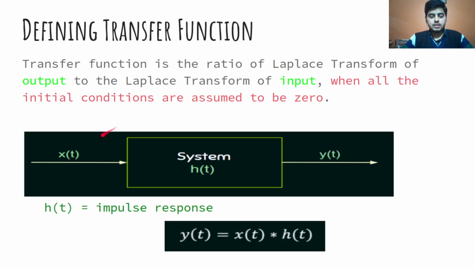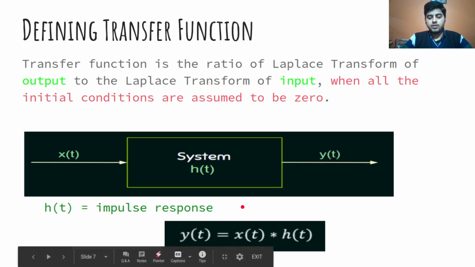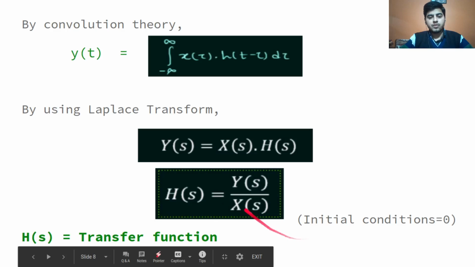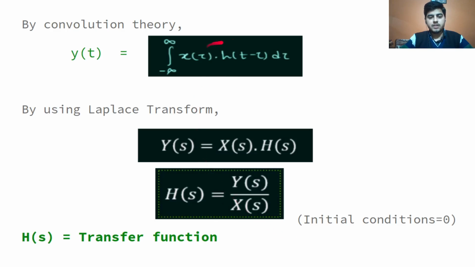Now let's say we are giving x(t) as our input into the system, having an impulse response h(t). Now to find our output, we know what we have to do. We have to find the convolution of x(t) and h(t). Now we also know the formula to calculate that. It is given by this integral.